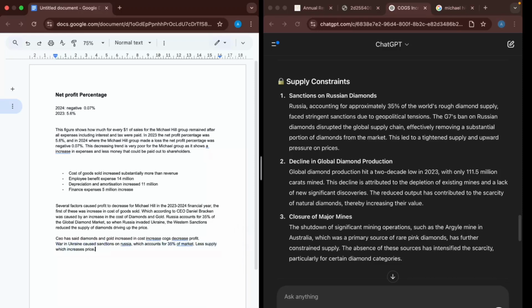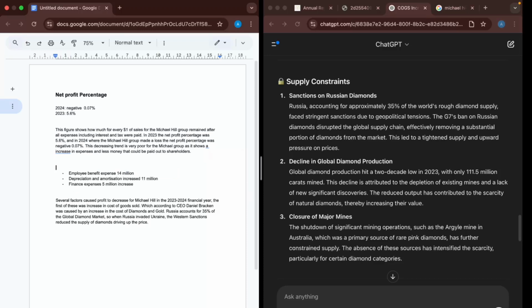We can decrease these little notes we've got here, and we'll also come through and decrease that one there. Now what we're going to do is go on to the employee benefit expenses. So explain the increase in employee benefit expense.